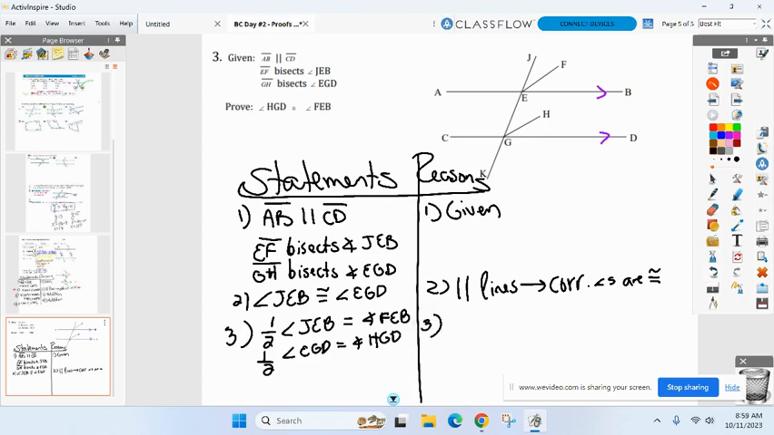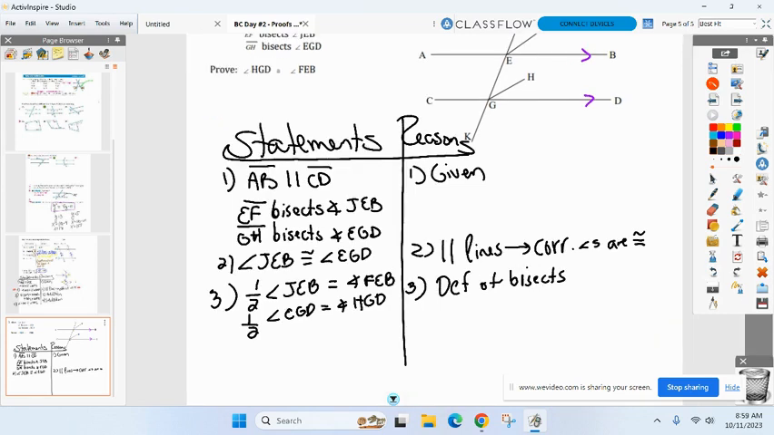What gives me the right to cut them in half? Because we're not ready for halves of equal quantities; that's how we're going to finish it. What gave me the right somewhere in the proof that says you're cutting them in half? Dylan? It says bisects. Definition of bisects. Now, once you tell me you're cutting them in half, you can set those new angles equal to each other. Halves of equal quantities are equal.